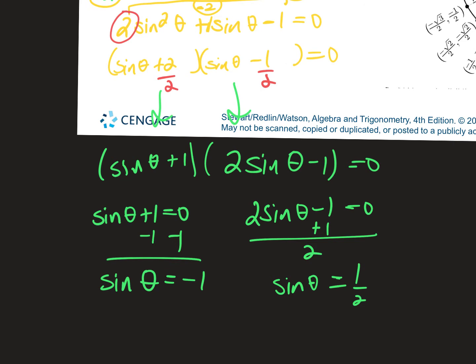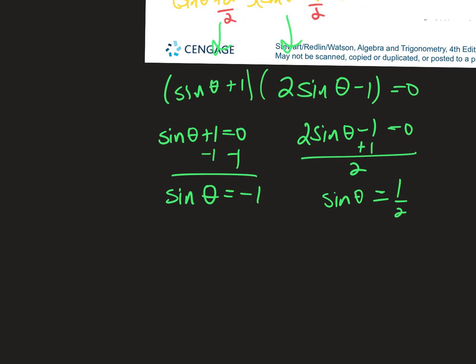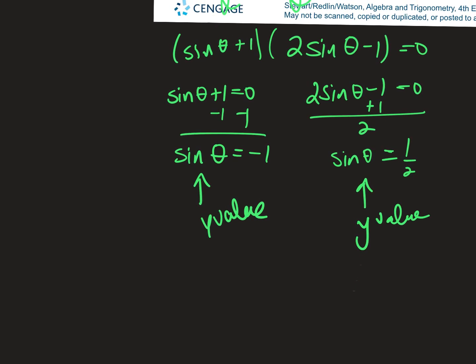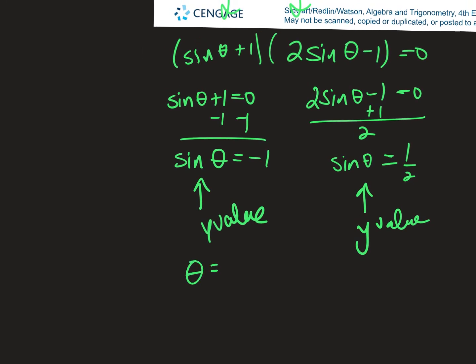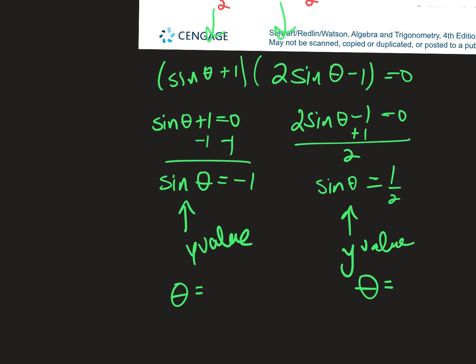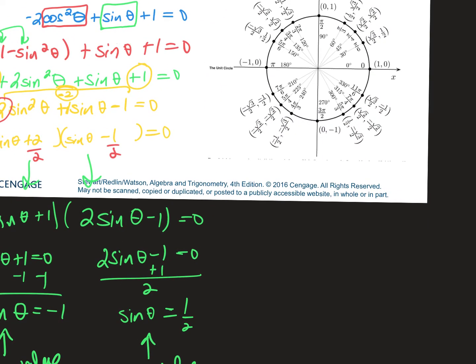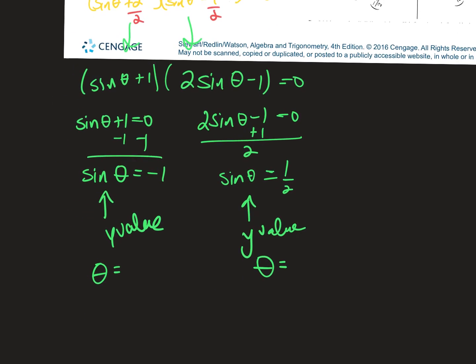I don't want the sine of theta. I want to know actually what that value is. So we look at the unit circle, and that's the y value. Good. So we're going to have 2 different values that we're looking at. Y value. Where is the y value on the unit circle? -1. 3 pi over 2, good.